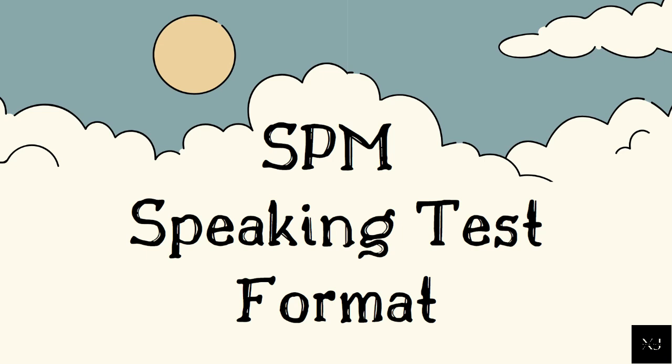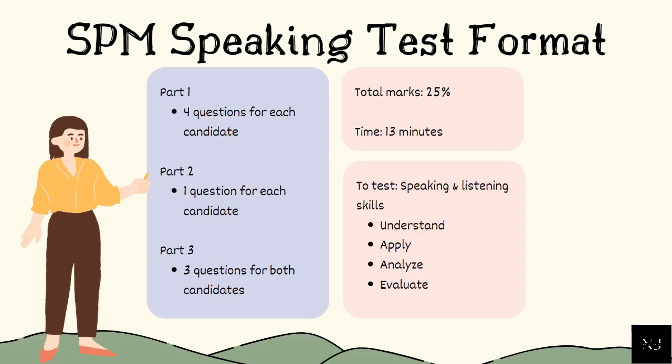Right now I'm going to elaborate on our SPM speaking test format, which is very simple. You have 3 parts, just like your Form 1 to Form 3 speaking test. Generally for part 1, they will just ask you basic questions like, what's your name, where you're from. It should be around 4 questions per candidate.